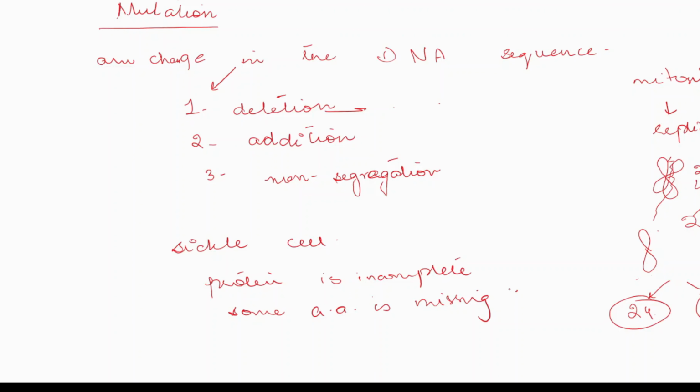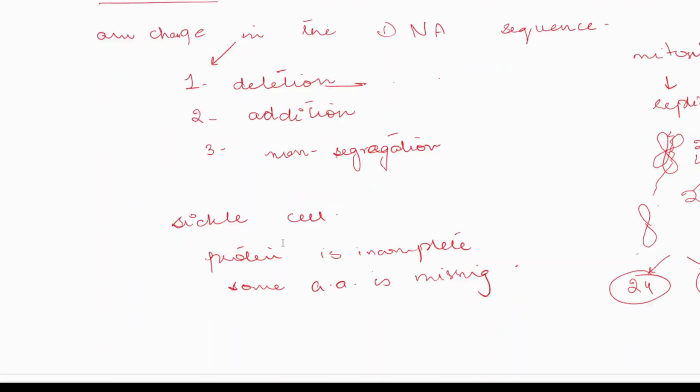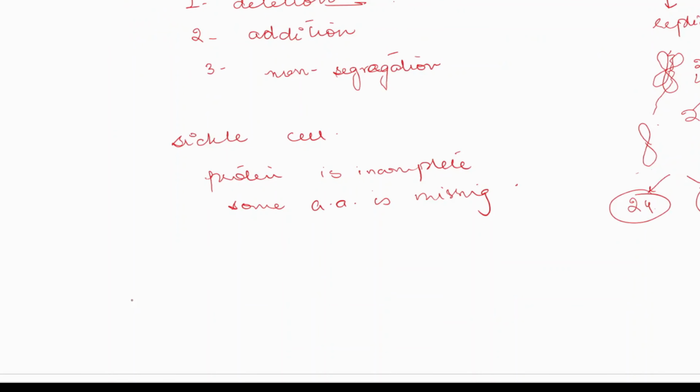Now there can be several causes of mutation. Number one is the ionizing radiations. That can be X-rays, that can be UV rays, anything that can ionize. The radio waves, these can be causes of mutation.